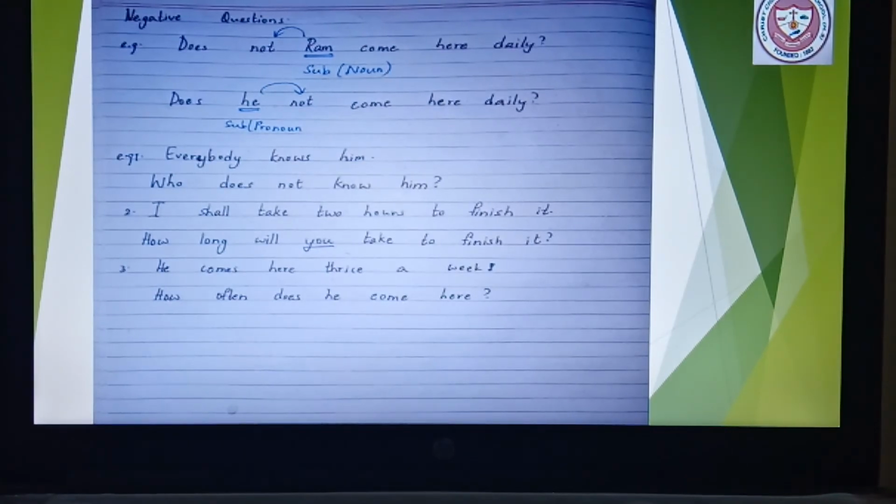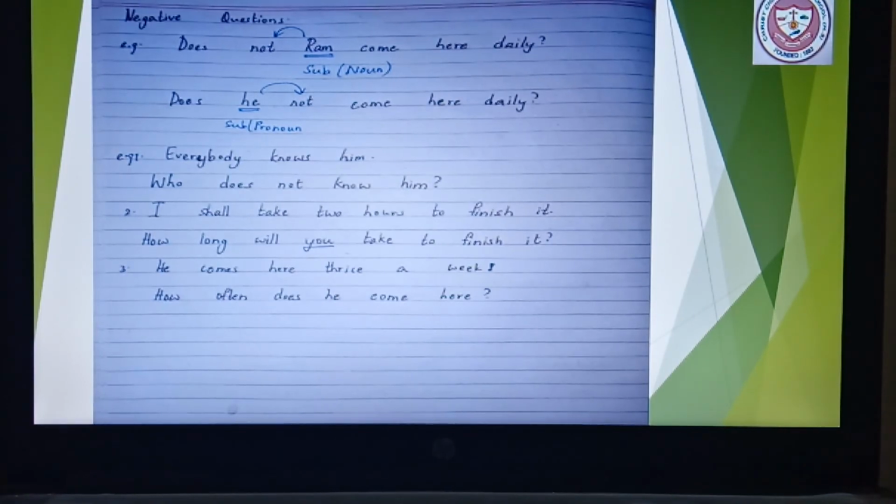I shall take 2 hours to finish it. How long will you? Now, many people write, how long will I? Now, you can't ask yourself. That is stupid. So, how long will you take to finish this? Remember this very well. So, I've underlined you there. How long will you take to finish it? Question mark. And do not forget to put a question mark at the end of an interrogative question. If you don't do that, the entire thing will be wrong. Even if you write it properly and punctuate it improperly, you will not get it right.